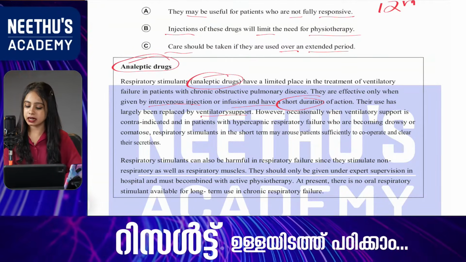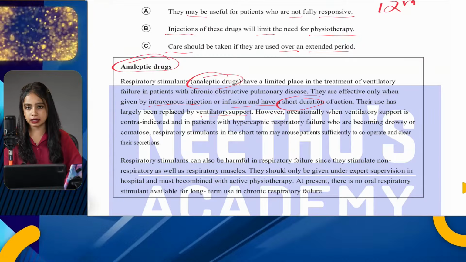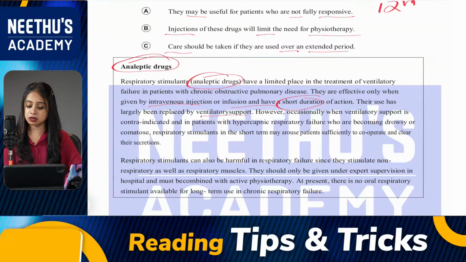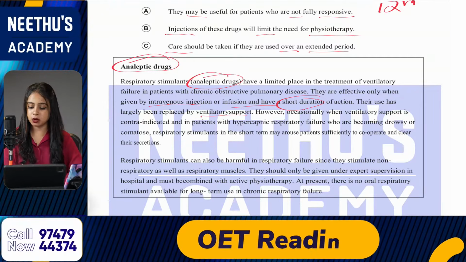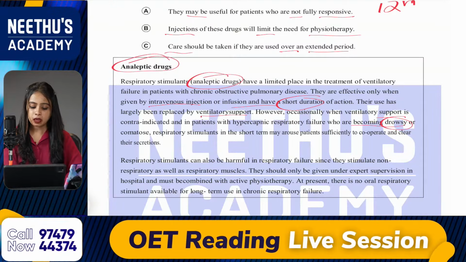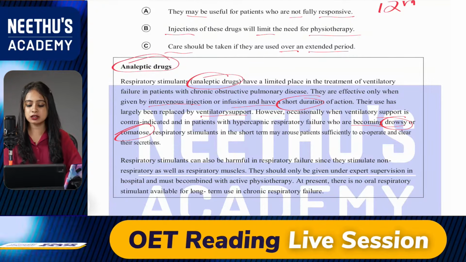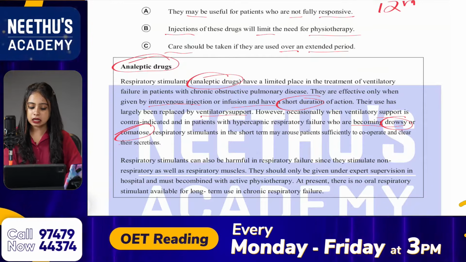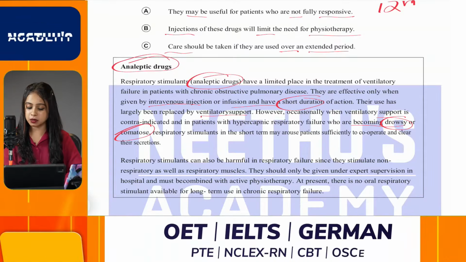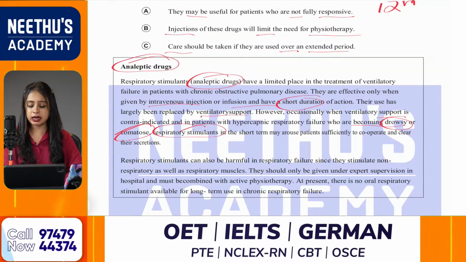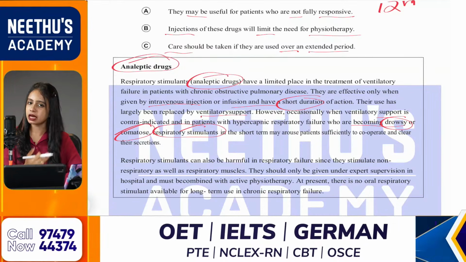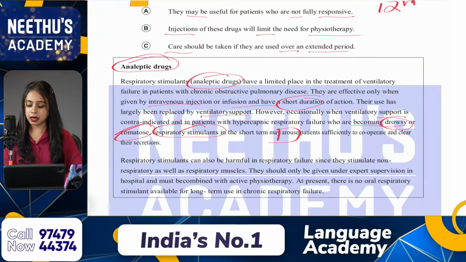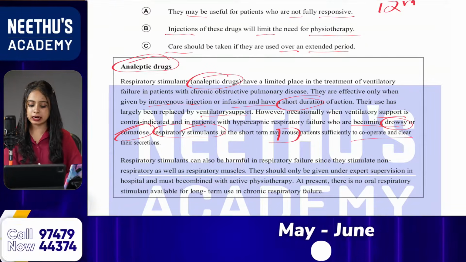However, occasionally, when ventilatory support is contraindicated and in patients with hypercapnic respiratory failure who are becoming drowsy or comatose, respiratory stimulants in short term may arouse patients sufficiently to cooperate and clear their secretion. So, respiratory stimulants, which means analeptic drugs, in short term may arouse patients sufficiently to cooperate and clear their secretion.